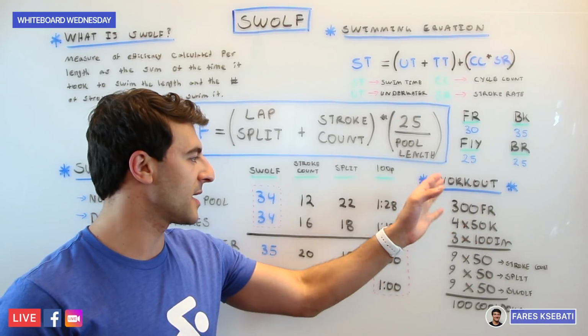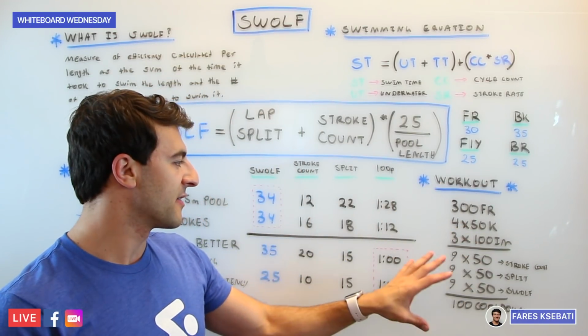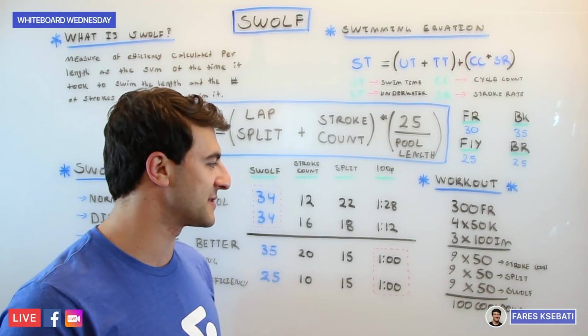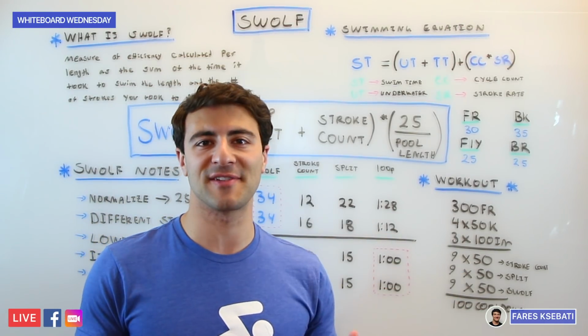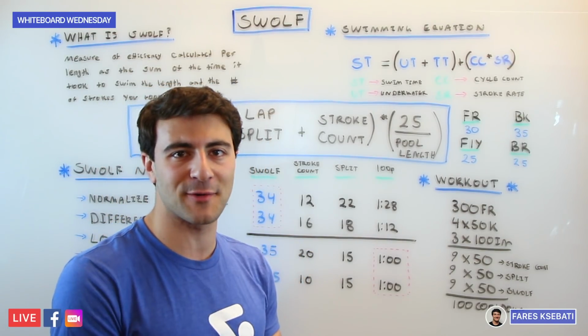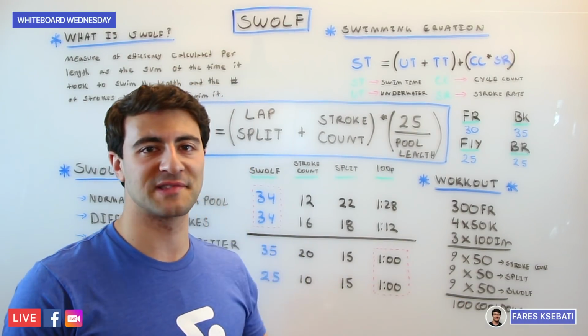It takes about 45 minutes to complete. After a 300 warm-up and 4 50s kick and 3 100s IM, just to kind of get the blood flowing, the main set is 3 rounds of 9 50s freestyle. And I make the analogy of 9 holes of golf. So similar to golf where you want to have a lower score, the goal of this set is to actually decrease your overall SWOLF score.